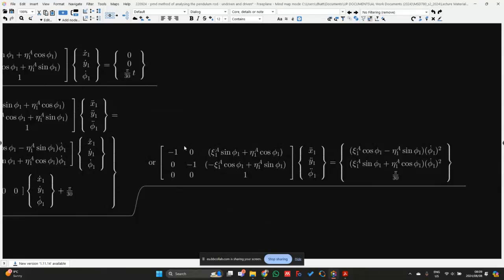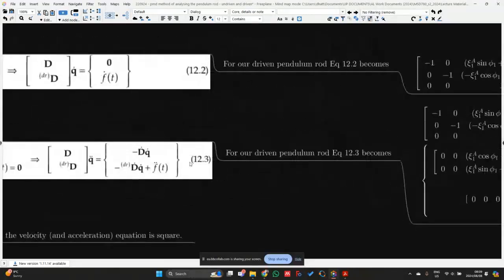So once again, we have this Jacobian matrix over here, and then we just set it equal to whatever we have on the right-hand side of 12.3 over here.